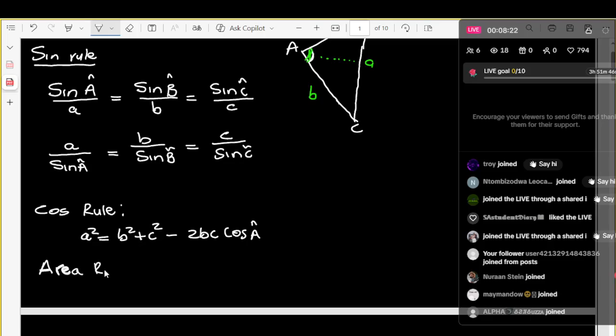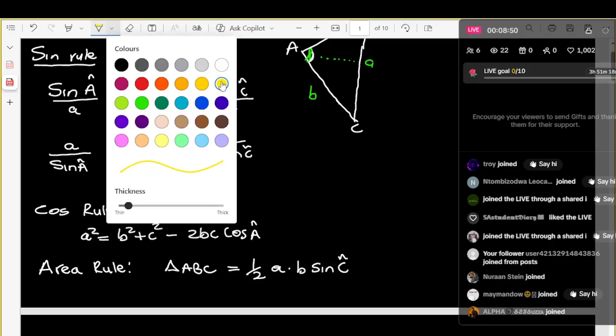So the area rule, look at this now. In triangle ABC, what will be my area rule? We're going to use the one that says half, then a, multiplied by b, then the sine of angle C. So I need to explain this angle C. What is this angle C?